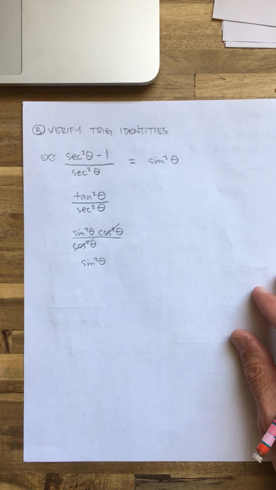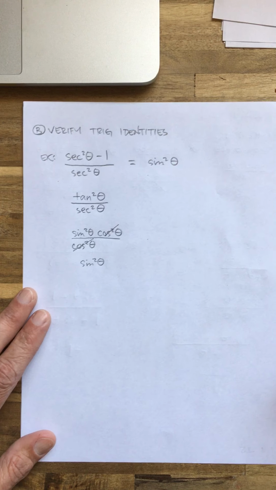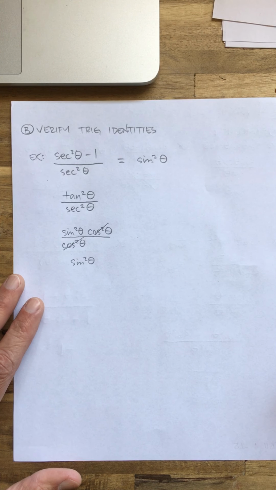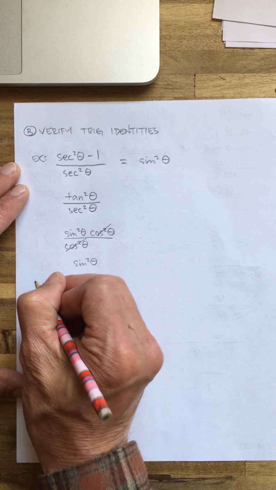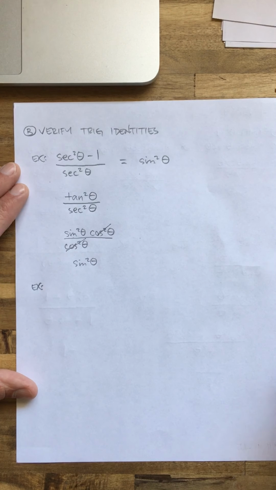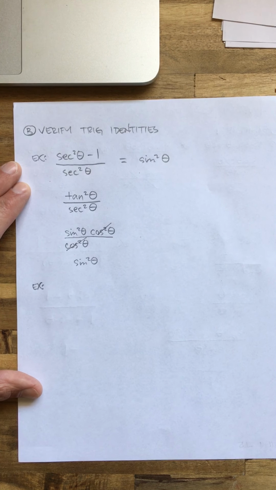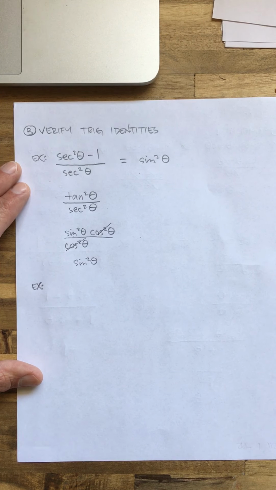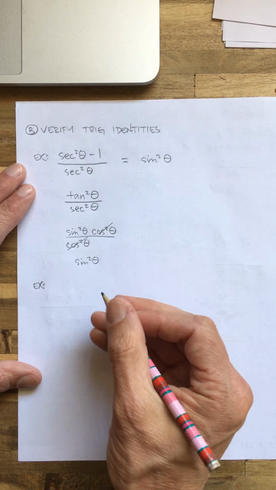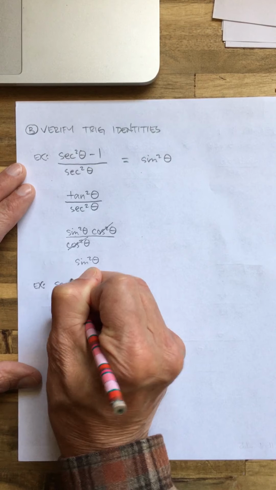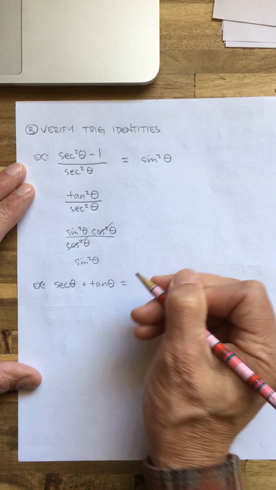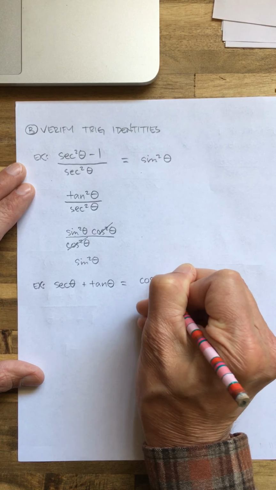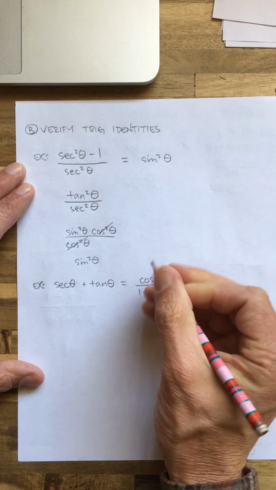Now, when I was talking about just having experience with this stuff, I'm going to show you one that you might not have figured out if you didn't know a trick. Let me write this down. So check this out. You're going to need to know a trick. We have secant of theta plus tangent of theta, and that supposedly equals cosine theta over 1 minus sine of theta.